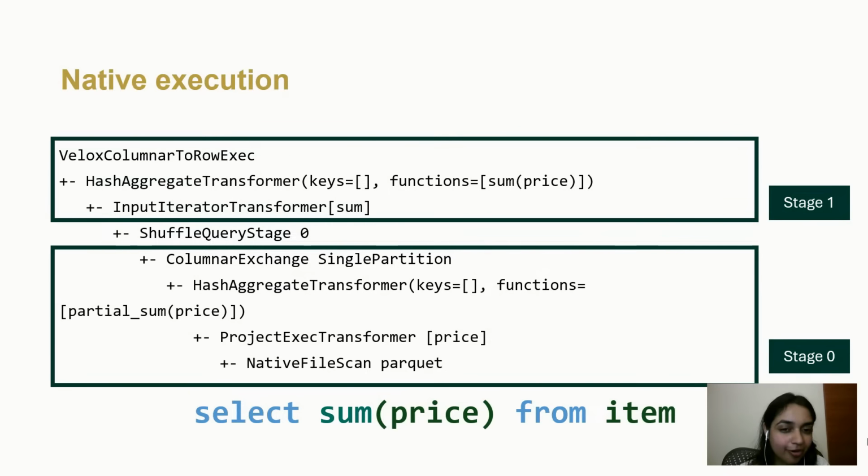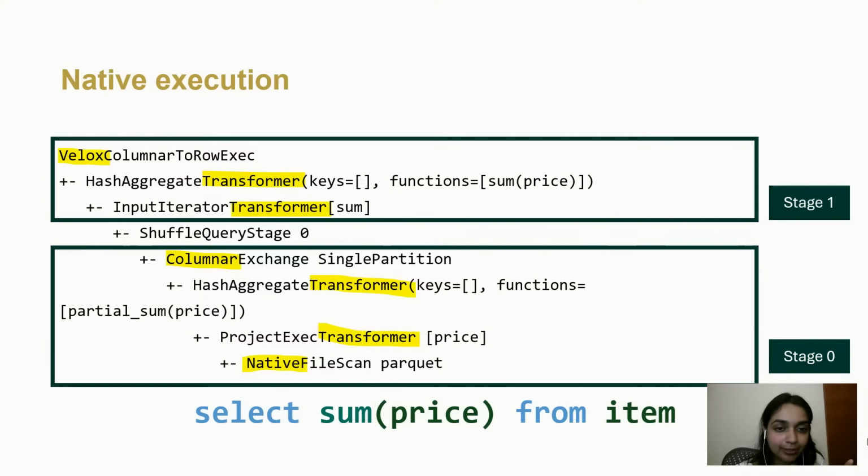So the very last operator that you see is Velox columnar to row. This is simply because as humans, we expect our results to be in a row format. And if you see your results being returned to you in columnar format, it's not really going to make sense. So your final operator is typically going to be Velox columnar to row exec.